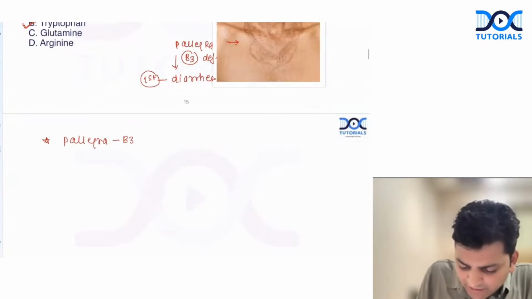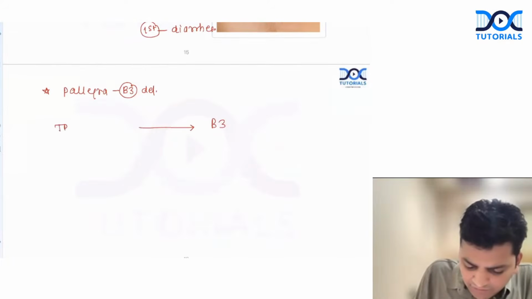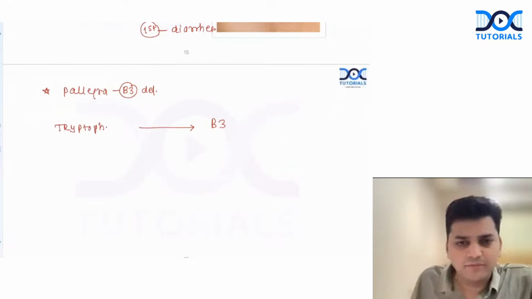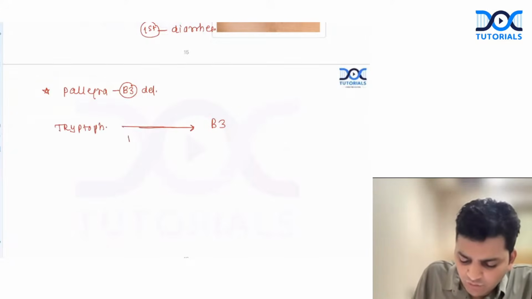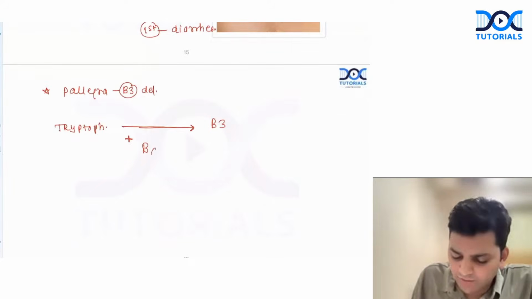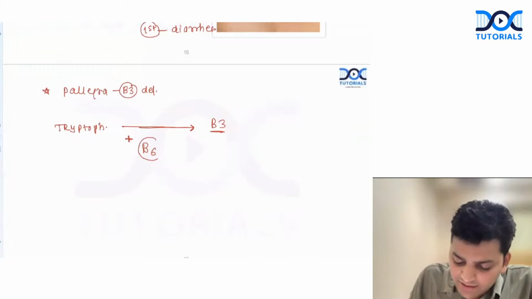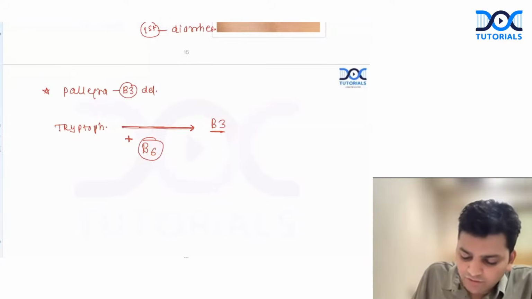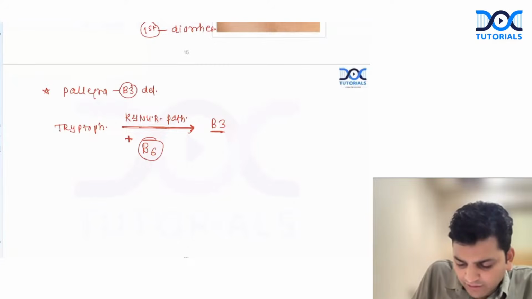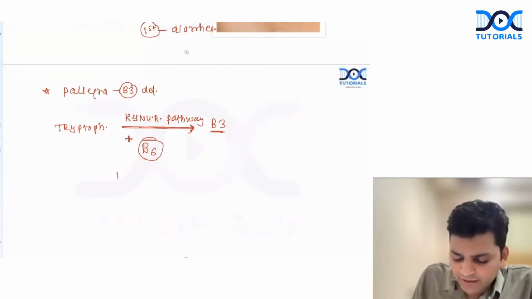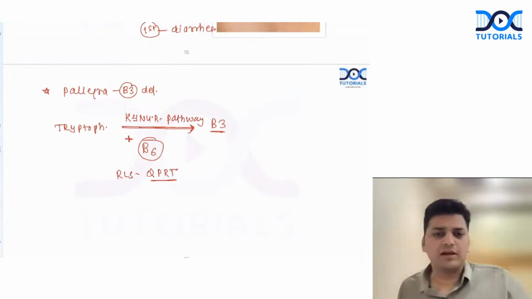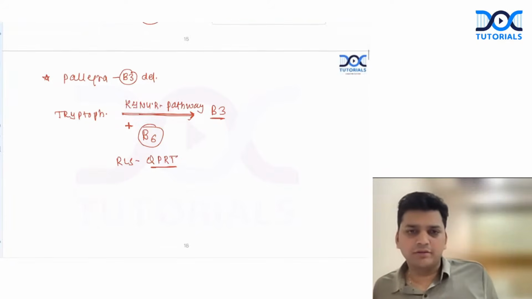Can you tell me one more thing, that pellagra is due to vitamin B3 deficiency that we understood. To make the B3, we take the tryptophan and we convert it into B3. But this conversion requires one more vitamin. Can you tell me which vitamin is required? Very good, B6. To convert the tryptophan into B3, we require B6. So to make the B3, we require B6 also. And what is the name of this pathway? To convert the tryptophan into B3, this is called the kynurenine pathway. The rate limiting enzyme of the kynurenine pathway is quinolinate phosphoribosyl transferase. Right.